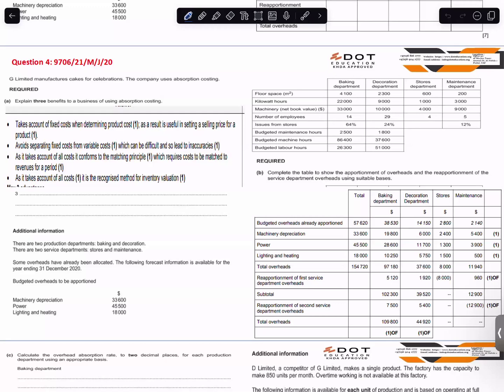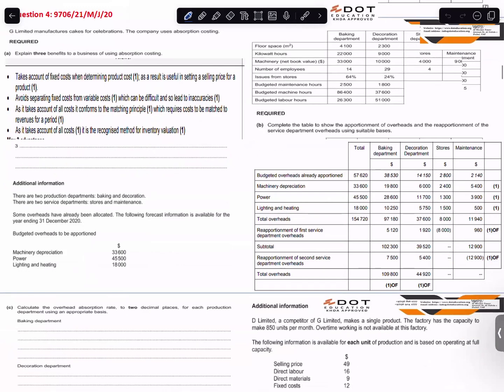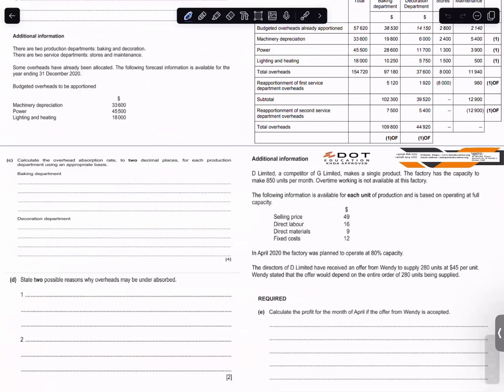The three benefits of using absorption costing. Both fixed costs and variable costs are taken into account. So it is easier because you won't have to differentiate between them, so it's easier to calculate and it takes less time. Then it is a recognized method of inventory valuation. It is useful for setting the selling price, and it's better for the long term as well.